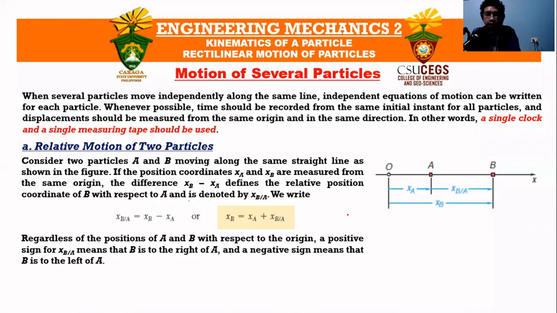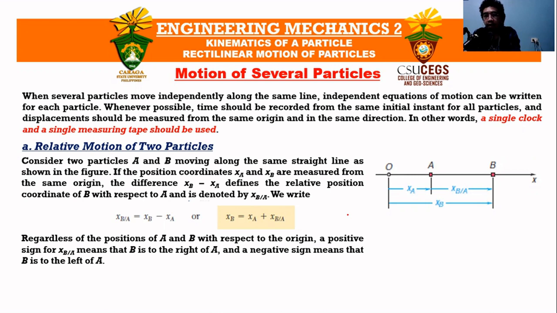So for the motion of several particles, what you will learn here is that what I discussed before, especially on the rectilinear kinematics for continuous motion and erratic motion, we describe a motion only for one particle. And for this one, what we consider or what we describe is the motion of two particles now.